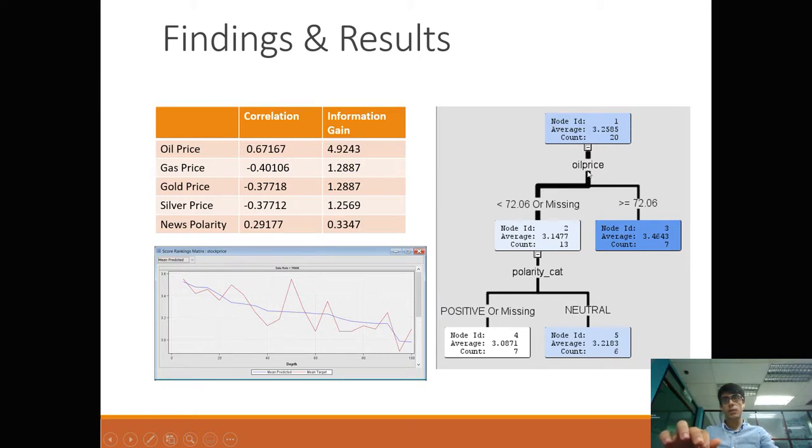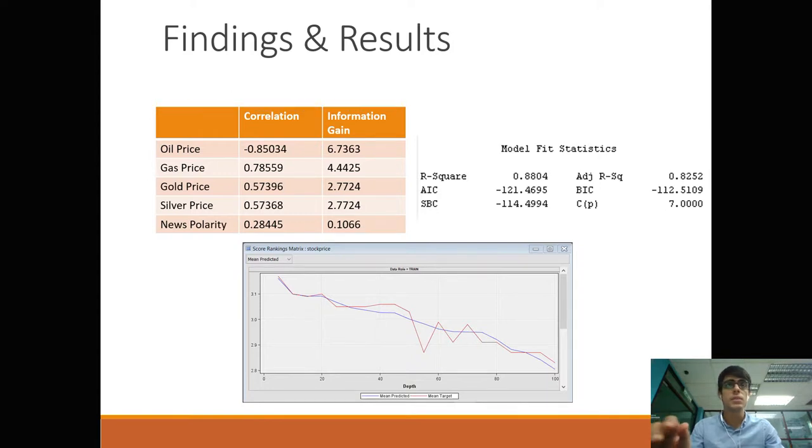We can see that oil price has the highest information gain, so we decided to keep it as the first branch, and after that, the news data or polarity category. In this data, even though my accuracy is not that high, it is good for 1 month of data. The accuracy here is around 60 to 70%.